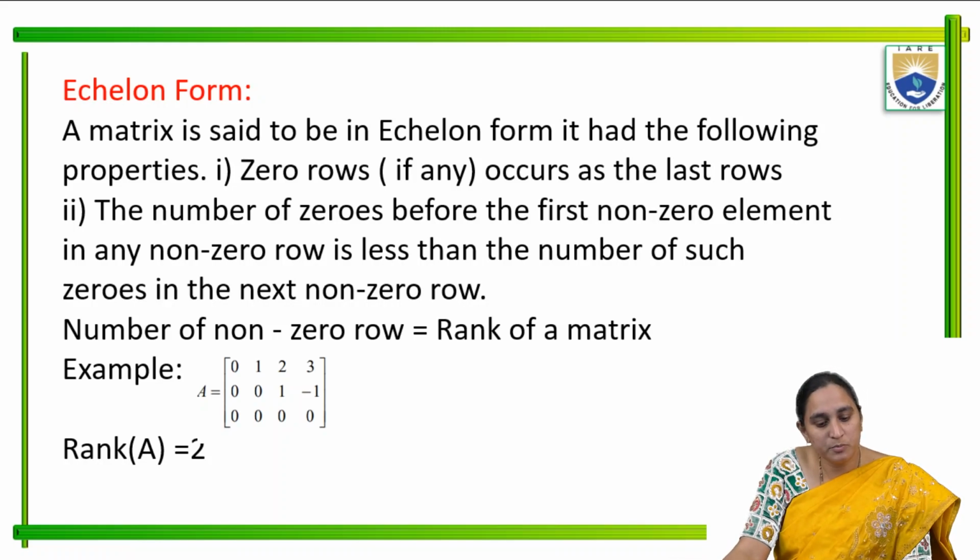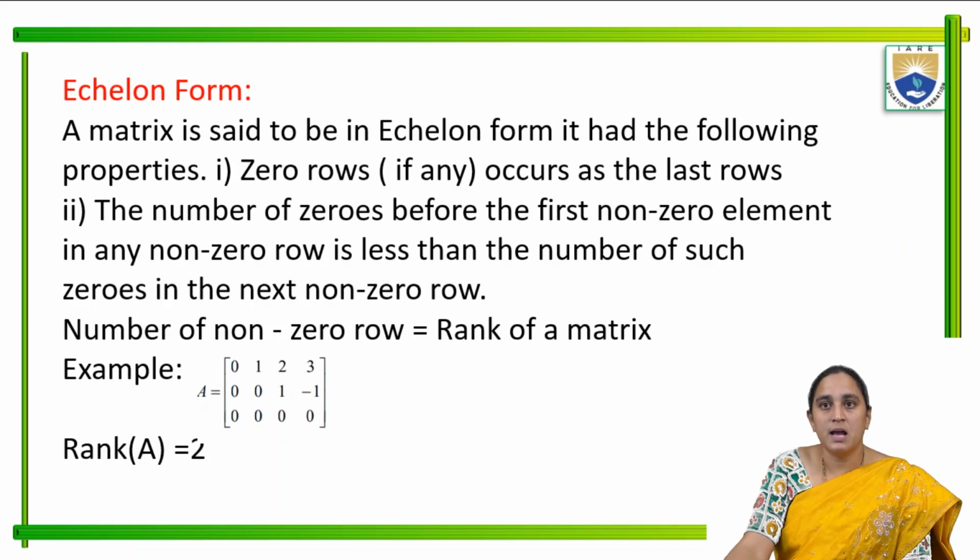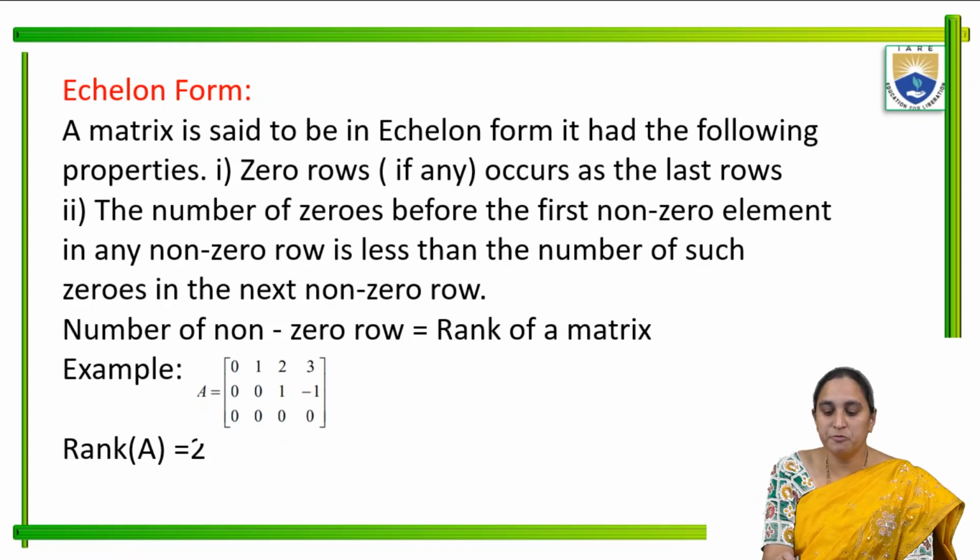Here, a matrix is said to be in echelon form if it has the following properties. The first point: zero rows, if any, occur as the last rows. The second point: the number of zeros before the first non-zero element in any non-zero row is less than the number of such zeros in the next non-zero row.